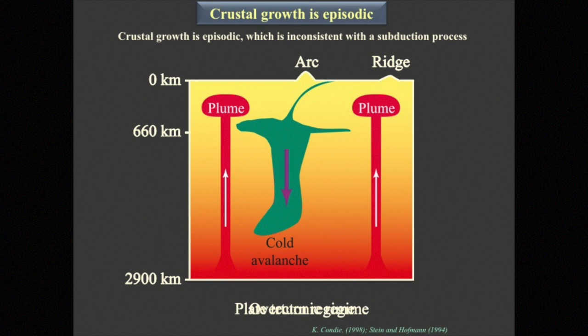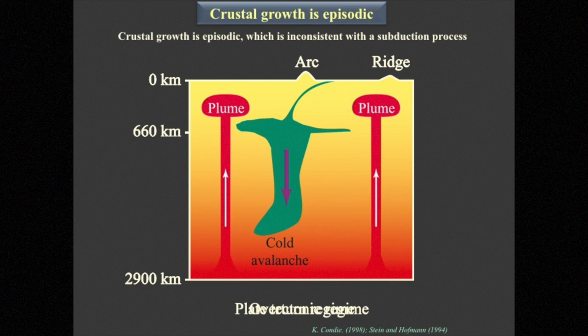So the idea is this. You accumulate cold material at this interface, and from time to time, on a time span of several hundred million years, there is this cold avalanche and the ascent of hot plumes. This is not something only theoretic.